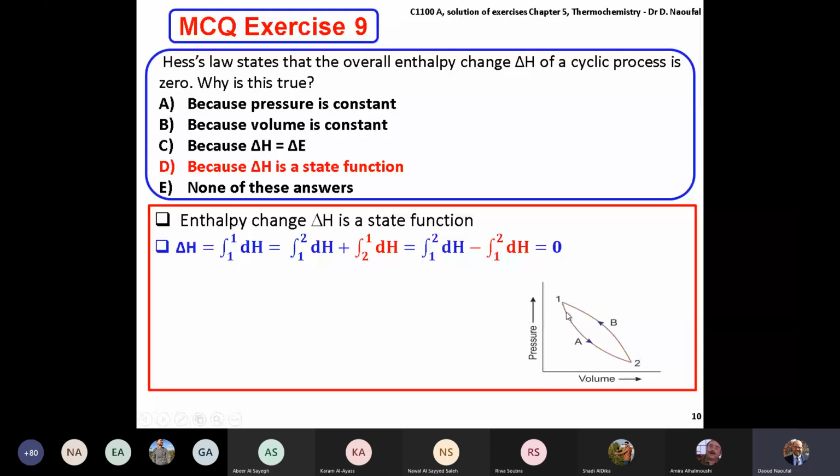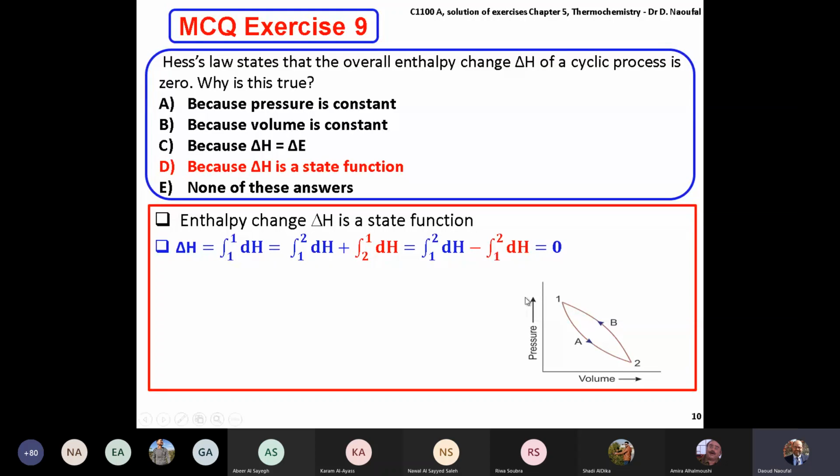I will draw a cycle. I will pass in transformation A from 1 to 2, then I will return from 2 to 1. From 1 to 2, the transformation has a value delta H. So from 2 to 1, the transformation has minus delta H. So in a cyclic process, the delta H total is equal to delta H minus delta H. So delta H is equal to 0.